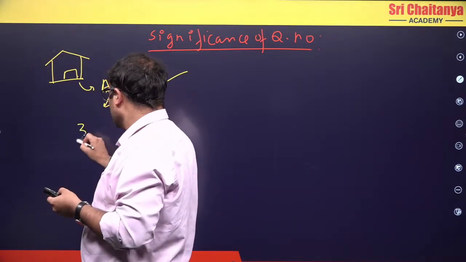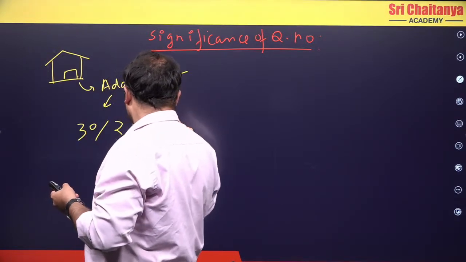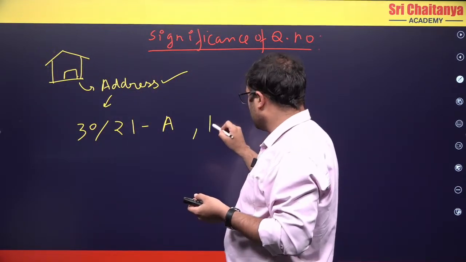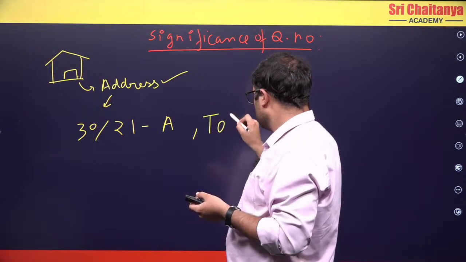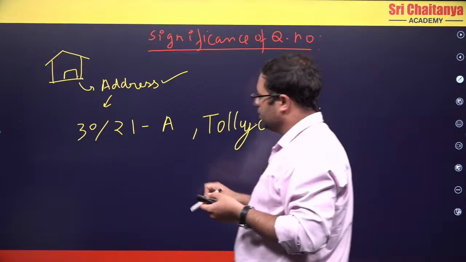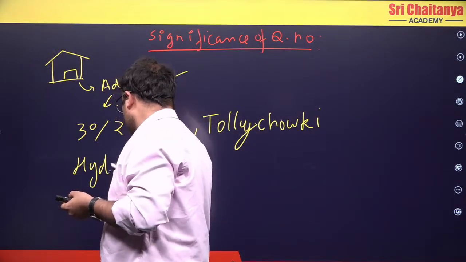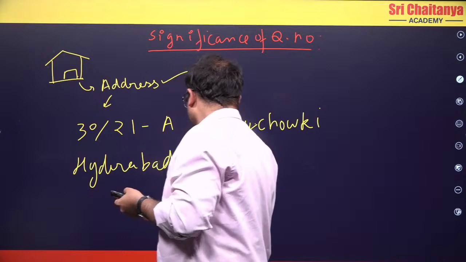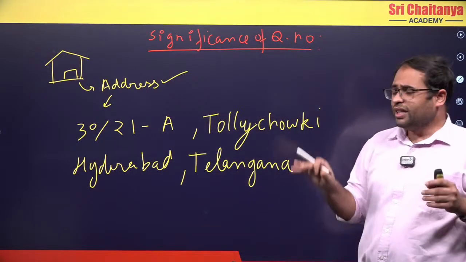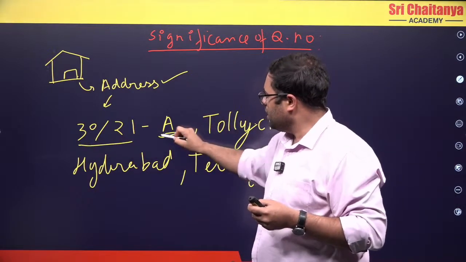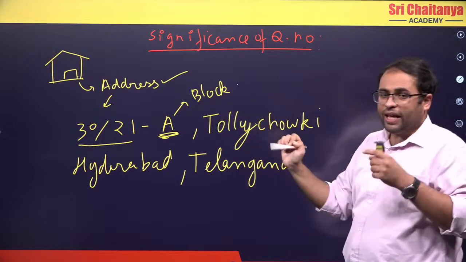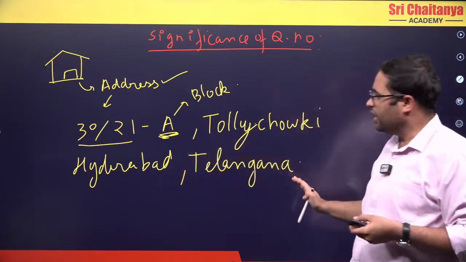Like 30 by 21 A. So this is an address in Hyderabad, and Hyderabad is in the state of Telangana. So in this address you have some numbers here. A means the block, then this is your place inside Hyderabad, then you have Hyderabad, then you have Telangana.